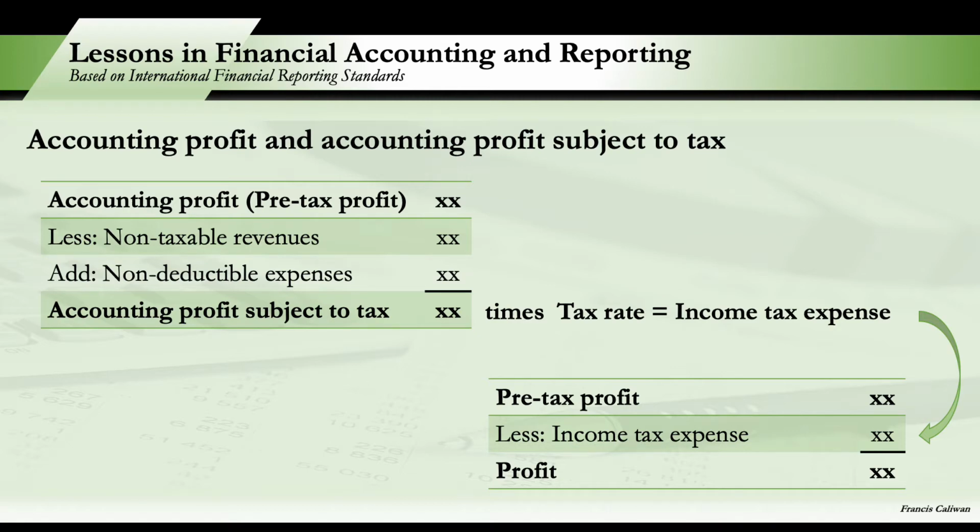So again, the accounting profit, omitting the effects of non-taxable income and non-deductible expenses, will get us our accounting profit or accounting income subject to tax. That amount is multiplied by the tax rate, we get our income tax expense. And that income tax expense, if deducted from our pre-tax profit or accounting profit, we will get our net income or our profit for the period.